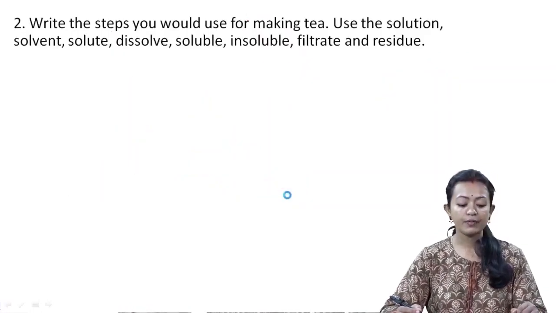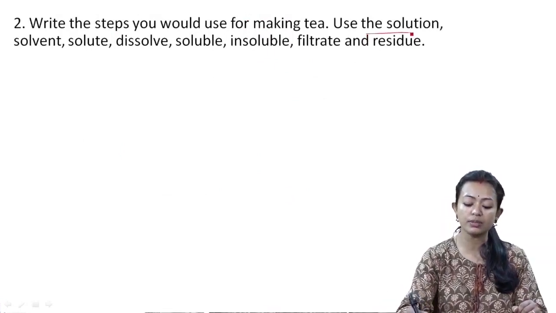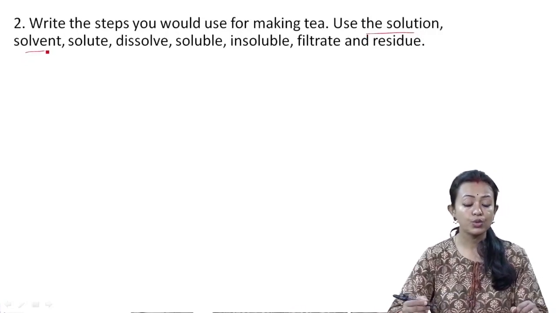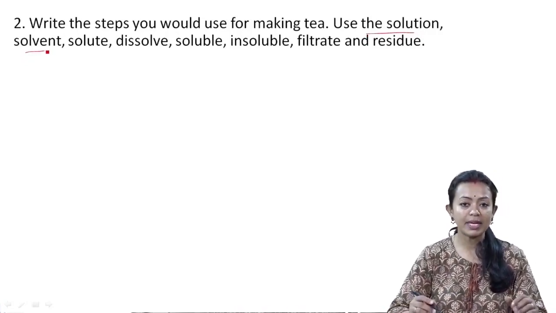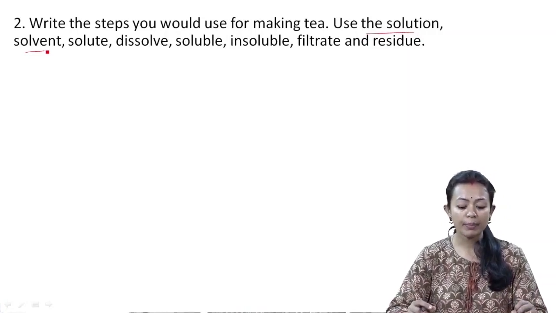Next, write the 4 steps you would use for making tea. Use the solution, solvent, solute, dissolve, soluble, insoluble, filtrate and residue. So, these are some of the terms that you need to use. That means making of tea is a mixture. We know a cup of tea is a mixture.